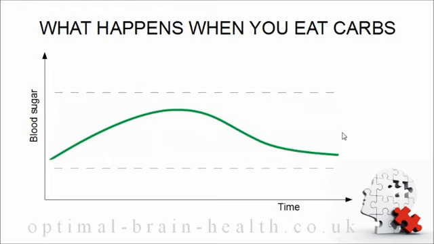Now, these 2 dotted lines here are reflecting the idea that there are bounds on blood sugar or healthy limits. And if the blood glucose crosses those limits, if it goes too high or too low, then problems can follow.